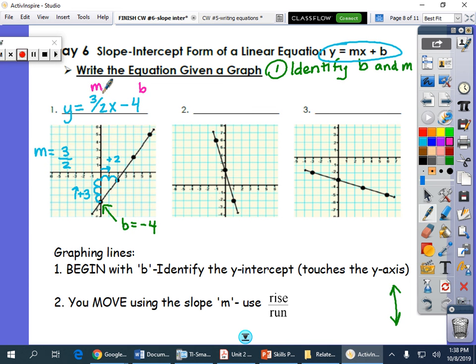Number 2, my y-intercept here is +2. My slope now, it's going down. So I'm going down 1, 2, 3, 4, so -4, and then I'm running 1. So my slope is -4. If I put that together in my equation, remember I'm putting something in for m and something in for b, I have y equals -4x plus 2.